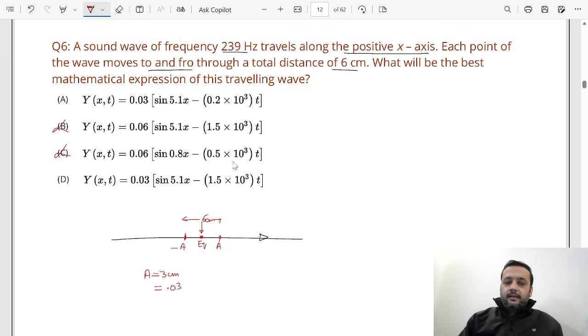In option A and D, now look, the coefficient of time is nothing but omega, right? So here the omega is 200, and here the omega is 1500, correct? Look at the frequency of the wave. Frequency is 239. So we know that omega is 2 pi f. That means 2 into 3.14 into 239. So nearly this value will be 1500 only, because you can check it out. Clearly it is more than 200. So option A cannot be correct, because this is 200 and here it is 1500. So option D is the correct answer for this question.